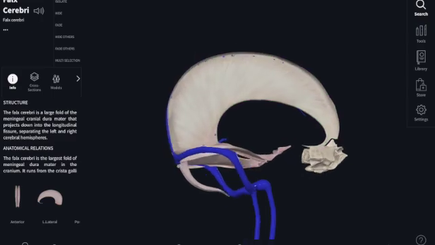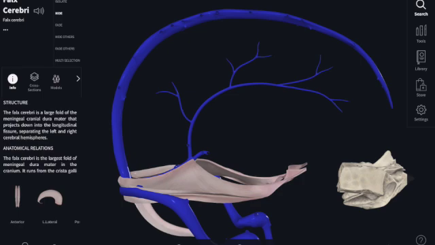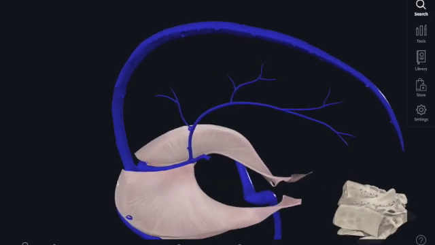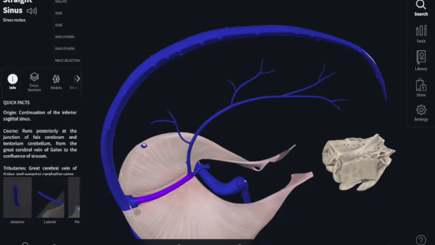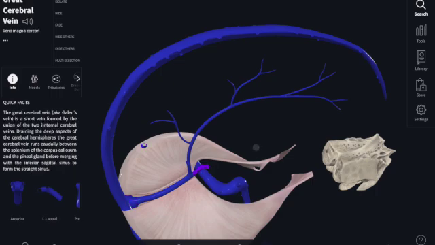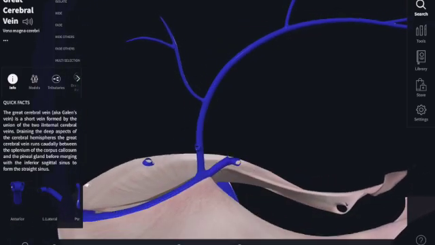Let's take a look at this inferior sagittal sinus. Remove this. So here's that inferior sagittal sinus. It's going to come down, if you remember, it's going to connect with that straight sinus, then into the confluence, and then into the transverse sinus, the sigmoid, and then the internal jugular vein. This is that great cerebral vein. Kind of see it right there.